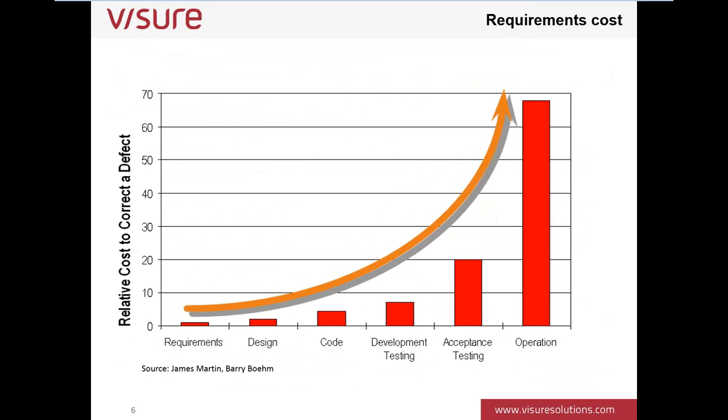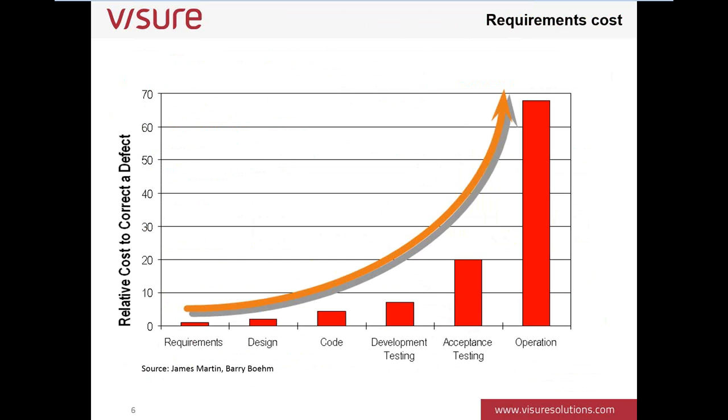Another interesting chart when talking about requirements is this one related to the cost of fixing a requirement. This has been extracted from some studies by James Martin and Barry Boehm. Basically, this chart is telling us that if there is an error, a bug, in the requirements step, and we discover that error during the same step, it's going to cost us, for example, $1 to fix it. That is going to be our relative cost, $1.